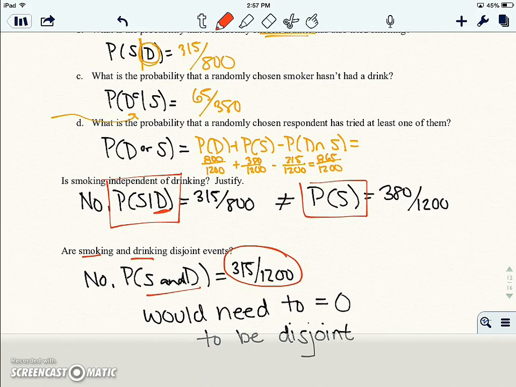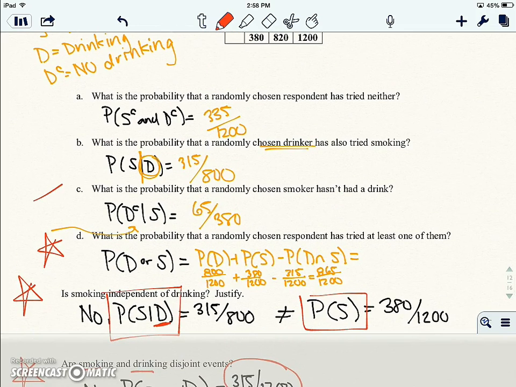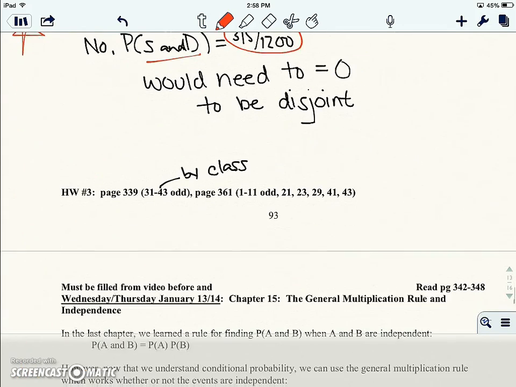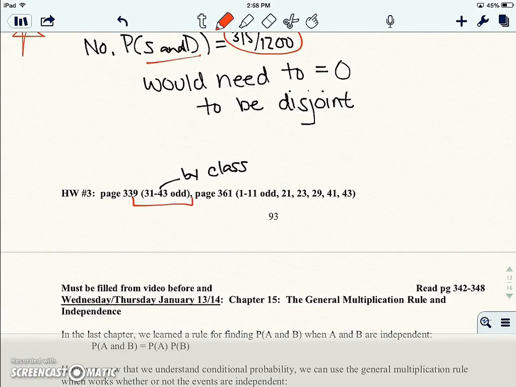On the upcoming tests, you absolutely need to know how to do these two things, as well as use the addition formula and the conditional probability formula, from the table or from the formula. You need to do 31 to 43 before class, and the rest we'll work on in class. I would say just look at the homework and get started so you can come with questions. Thank you.